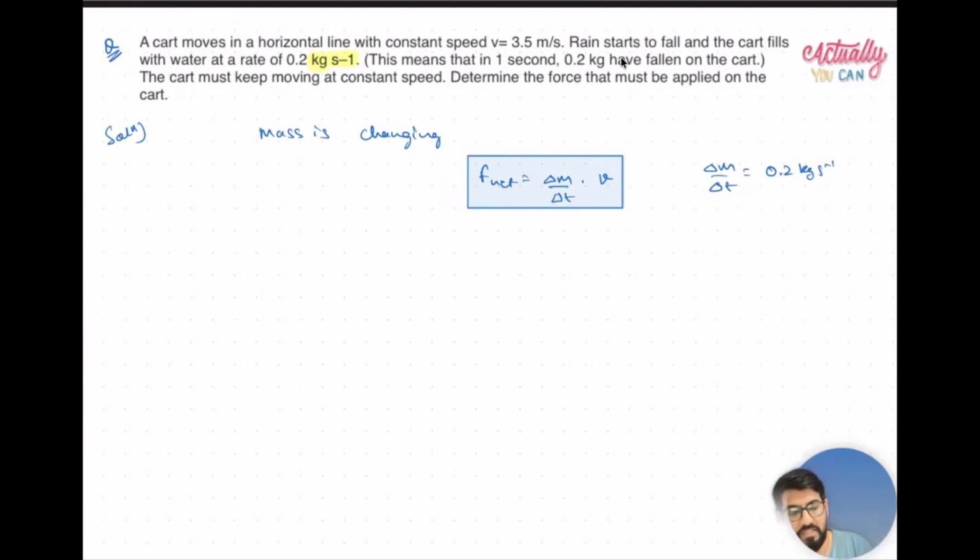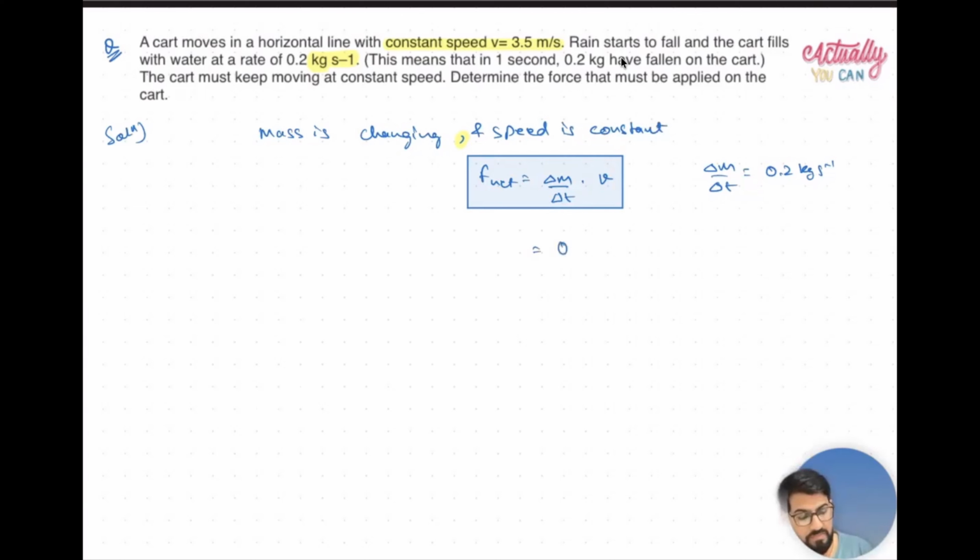Kilogram per second means that delta m over delta t is given. This is kilogram, this is second. Sometimes they may give you grams also, so you need to convert. And it is at constant speed. Constant speed means this formula, because we use this when mass is changing and speed is constant. So this is a hint that you need to use this formula.